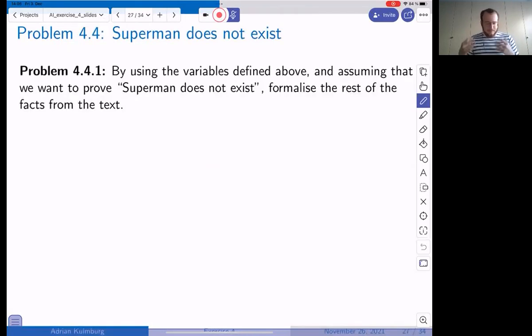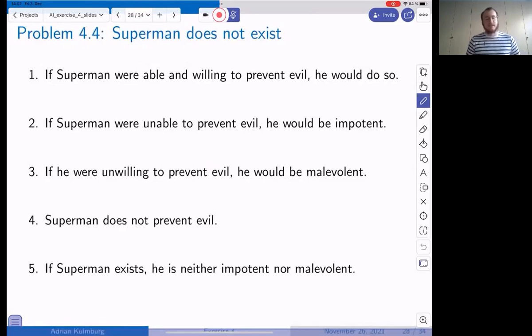Okay, so we now want to prove that Superman does not exist. How do we do this? Well, first of all, we have to formalize the sentences that we have in this text. Here we go. So the first thing that you notice is here you have some ifs, right?